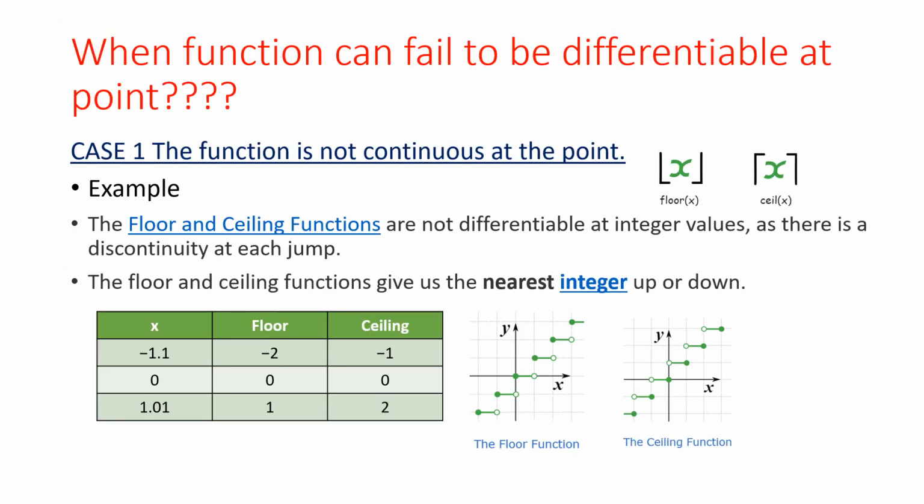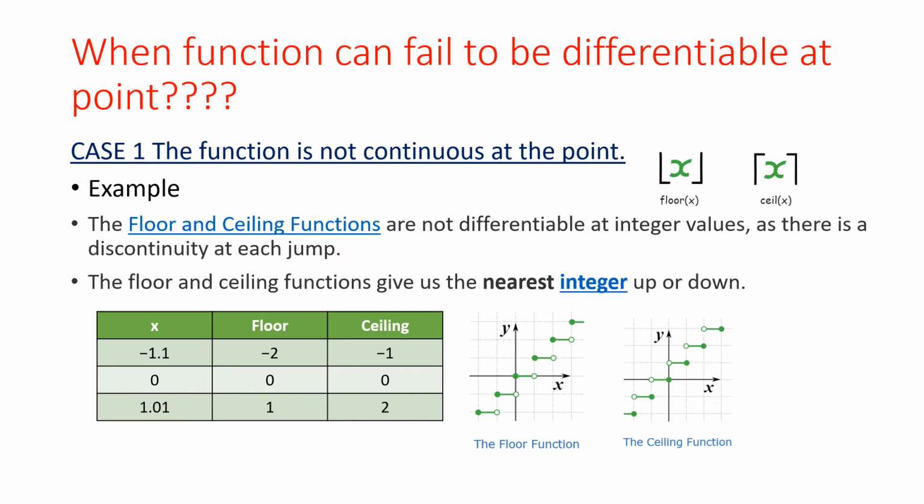Now, how to check with the help of a shortcut whether the function is differentiable or not at a particular point? For that, the first situation where the function fails to be differentiable is the discontinuity of the graph. We have the floor and ceiling functions, or you can say greatest integer functions. The floor function is the greatest integer less than or equal to x, and the ceiling function is the greatest integer greater than or equal to x.